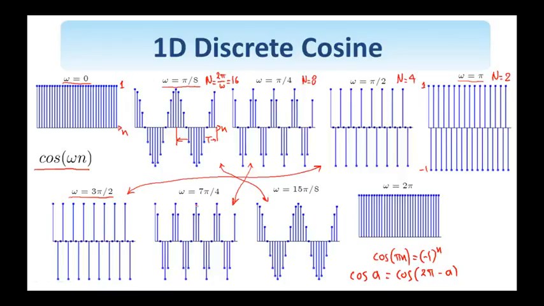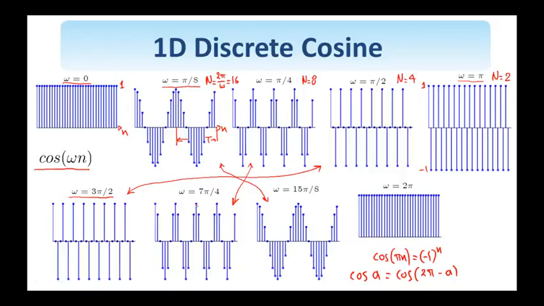So this particular discrete cosine is periodic in the time domain because we chose the frequency omega carefully. And then the other property is that this discrete cosine is periodic in the frequency domain, with period 2 pi. And therefore, the range of frequencies that this cosine can change are from 0 to pi. 0 is the lowest frequency, pi is the highest frequency.